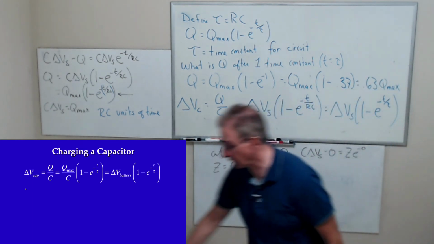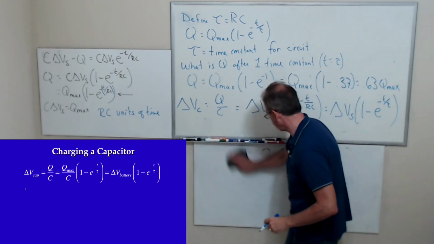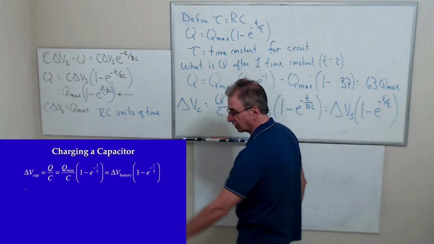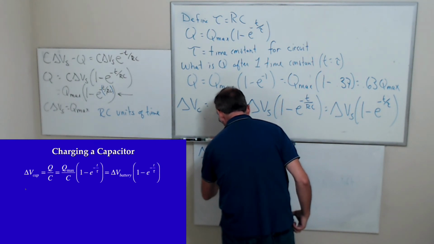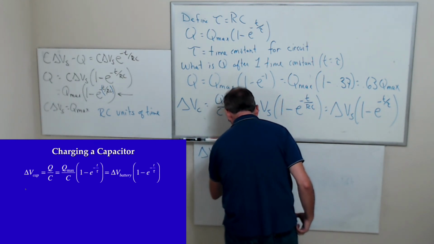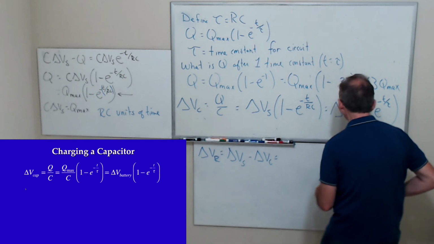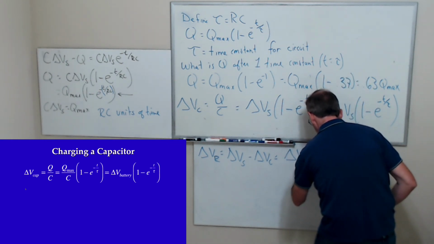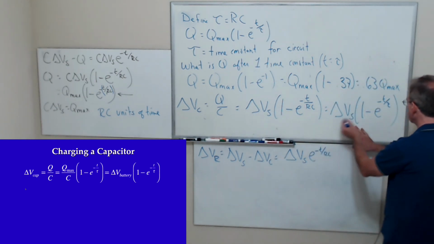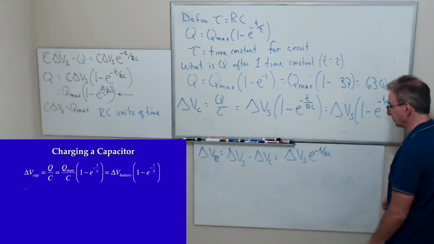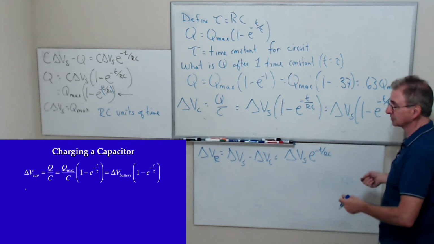How do I find the voltage across the resistor? Well, there's a couple of ways to do it. I use Kirchhoff's laws. The voltage across the resistor is the voltage across the power supply minus delta V sub C. So you take delta V sub S and subtract this from it, and that'll give you the voltage across the resistor. Another way to do it is that you know the voltage across the resistor is I times R.